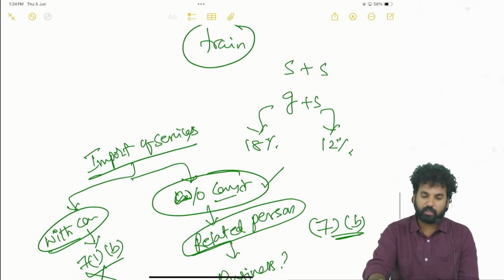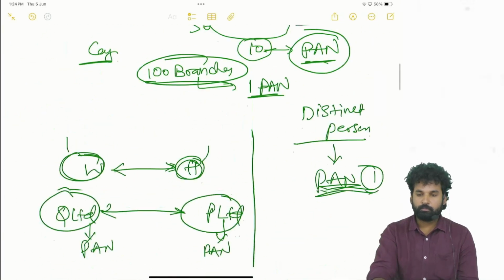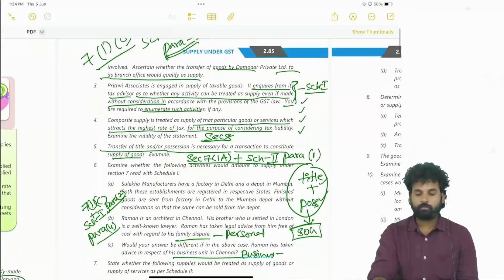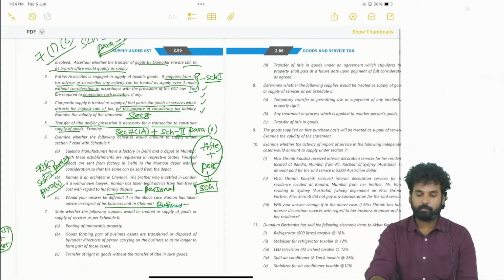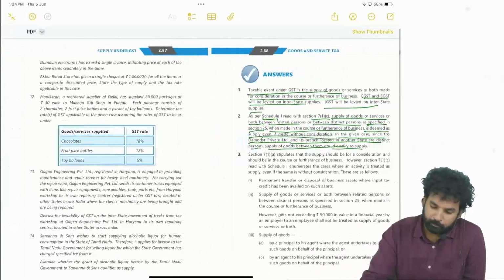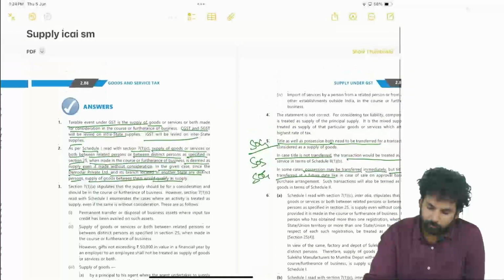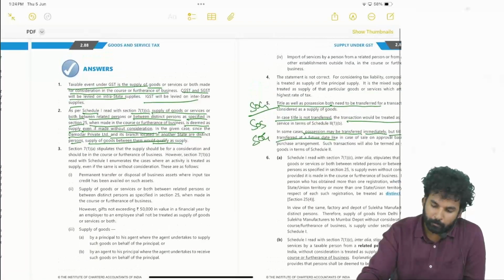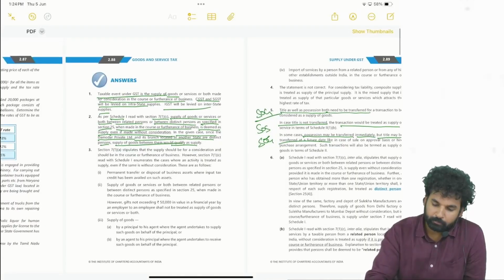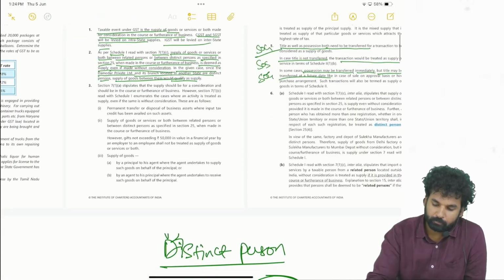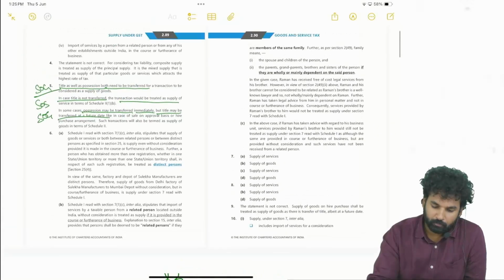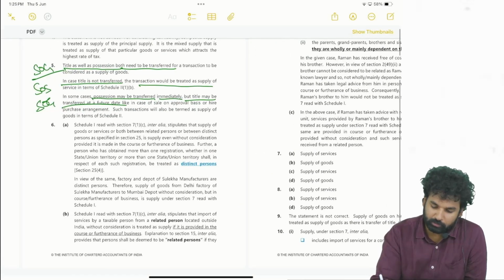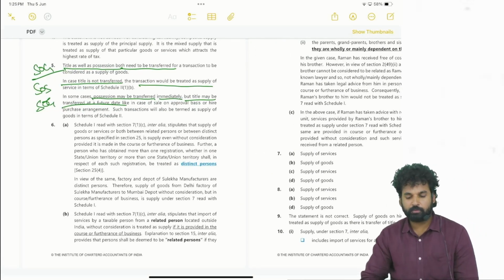Okay, just look at the answer. There is a chance there might be a question on this area. Sorry, 6b, the 6th question, that is. Yeah, okay.